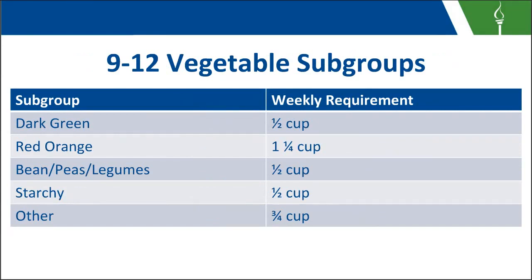The vegetable subgroups for grades 9 through 12 are just a little bit higher for the red, orange, and the other subgroup. All the other subgroup requirements are going to be the same. So for grades 9 through 12, you need to serve at least a half cup of dark green, 1 1/4 cup of red orange, half a cup of beans, peas, legumes, half cup starchy, and 3/4 cup of the other subgroup.